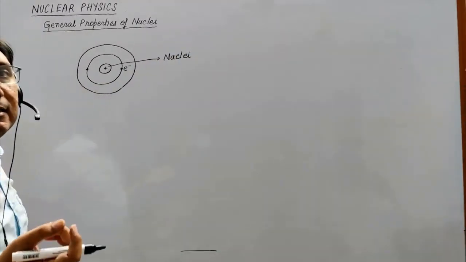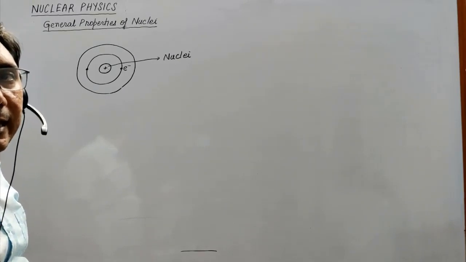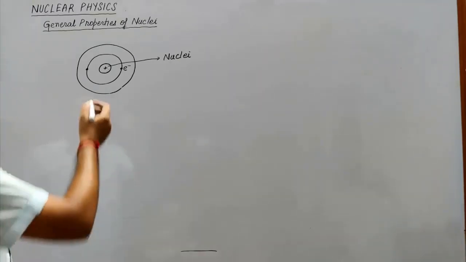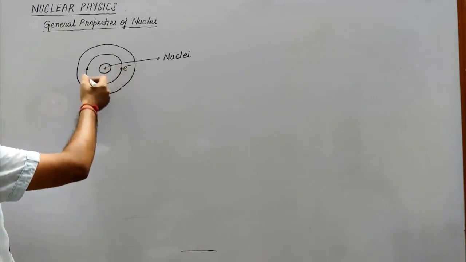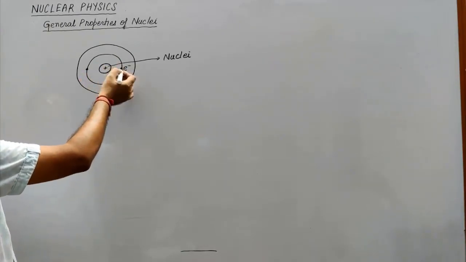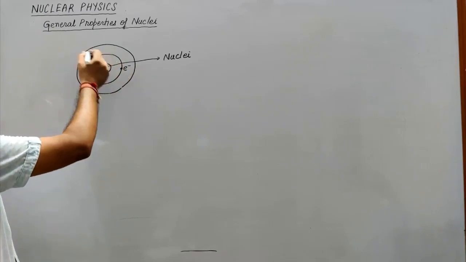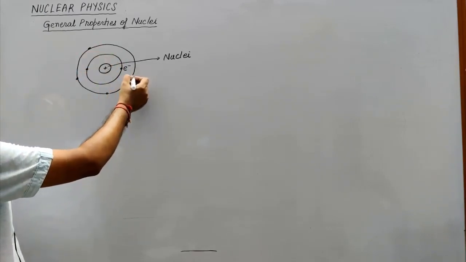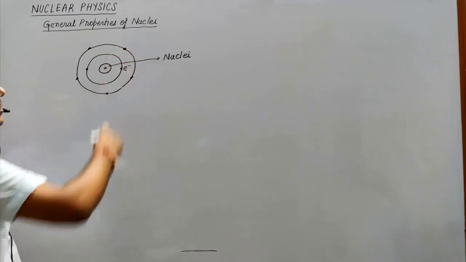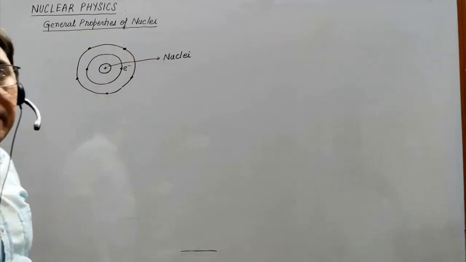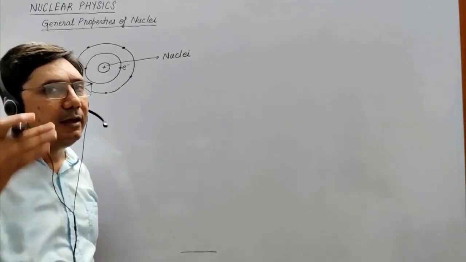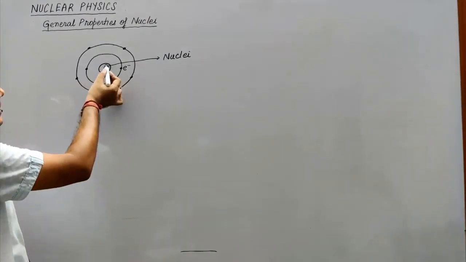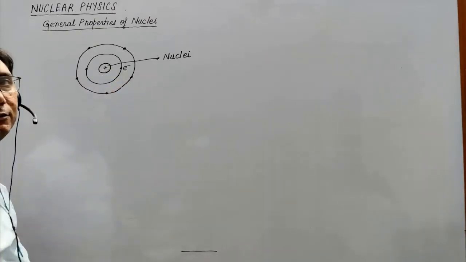So nuclei is the central part of the atom which carries total positive charge as well as most of the mass. This positive nuclei is surrounded by the electron orbits. These electrons move in certain orbits like this. You are aware of these. These orbits are represented by K, L, M, N like this. In nuclear physics we are interested in the central part of the atom.